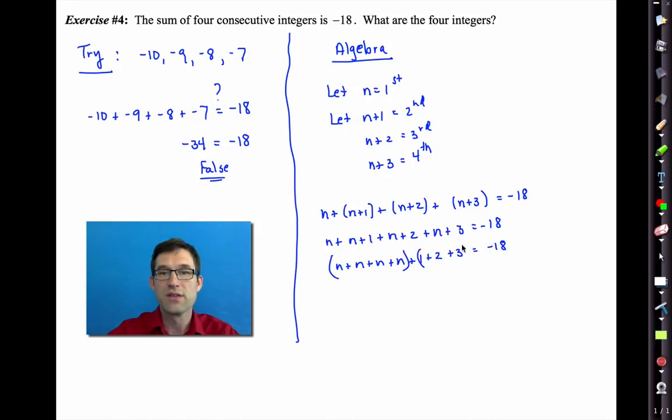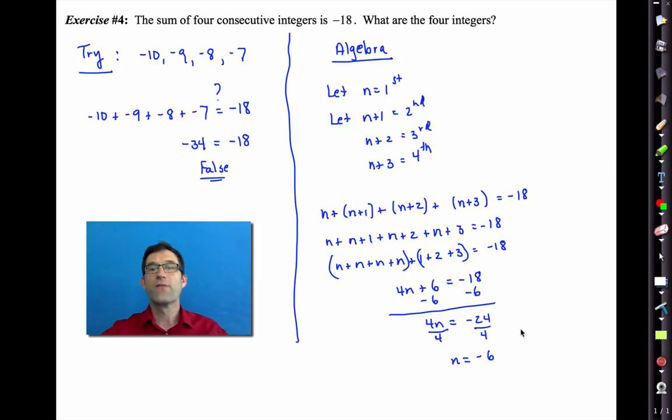So after doing the commutative property again and again, I'd be there. Then I could use the associative property to say, well, I'm going to add those n's together and get 4n, and I'm going to add those together and get 6. And now I can start using properties of equality. The additive property of equality, adding negative 6 to both sides. And then the multiplicative property, dividing both sides by 4. So my first integer is negative 6.